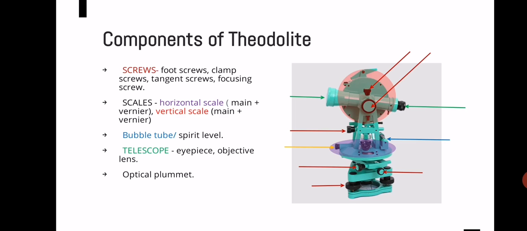After that, we have bubble tube or spirit level, denoted by a blue arrow coming from the right side. It is a check whether the machine is properly leveled or not with the help of foot screws.